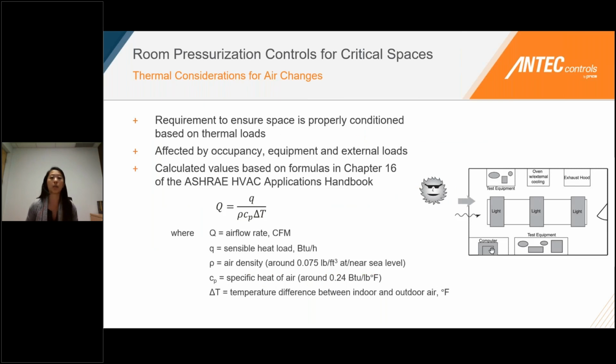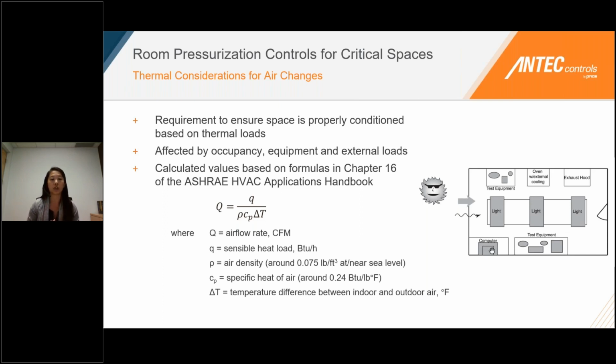Another thing to keep in mind when you're looking at lab spaces is thermal conditions, or thermal loads, sorry. So this is essentially a requirement to ensure that the space is properly conditioned as you have a lot of heat sources in a space. So in lab spaces, you can have lots of occupants, lots of equipment or storage that is generating heat, and then even potentially windows that are directly facing the sun, which can cause that room to heat up as well.